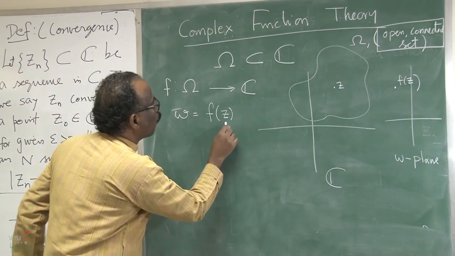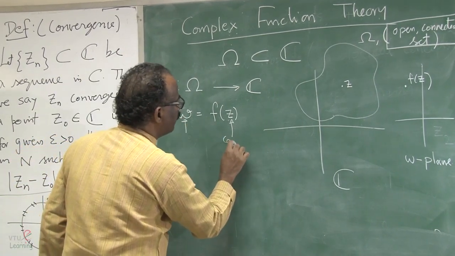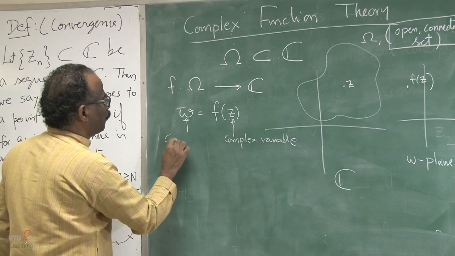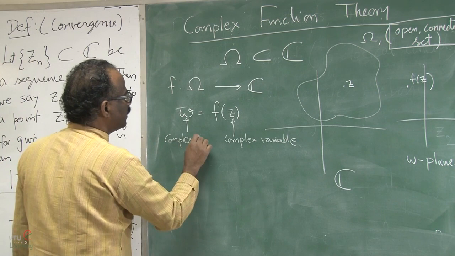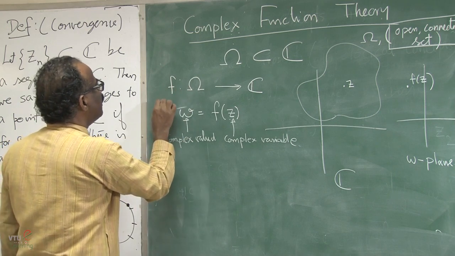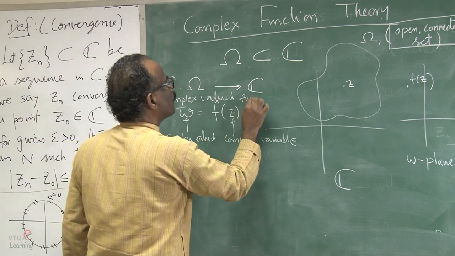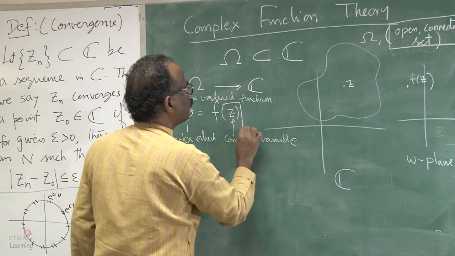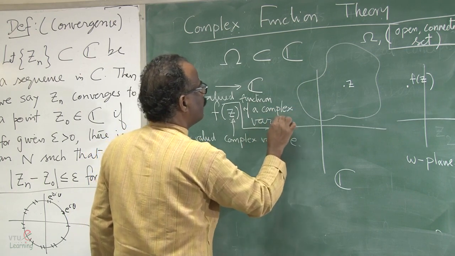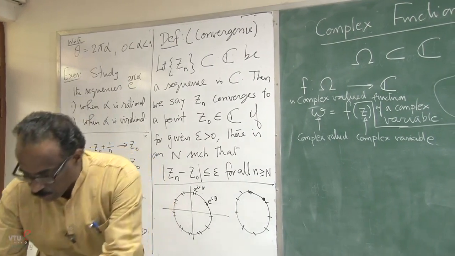So this is the complex value. This is the complex variable. And this is the complex value. You should know which is the complex value and which is the complex variable. So f is a complex valued function of a complex variable. Okay, so be clear about it. So that's the point of view. You would have seen a lot of these things.